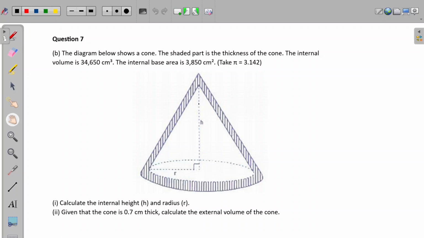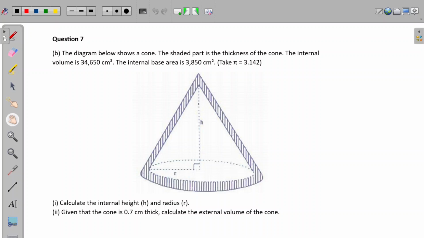So now here we have question 7b, which says the diagram below shows a cone. The shaded part is the thickness of the cone. The internal volume is 34,650 cubic centimeters. The internal base area is 3,850 square centimeters. Take pi to be 3.142.